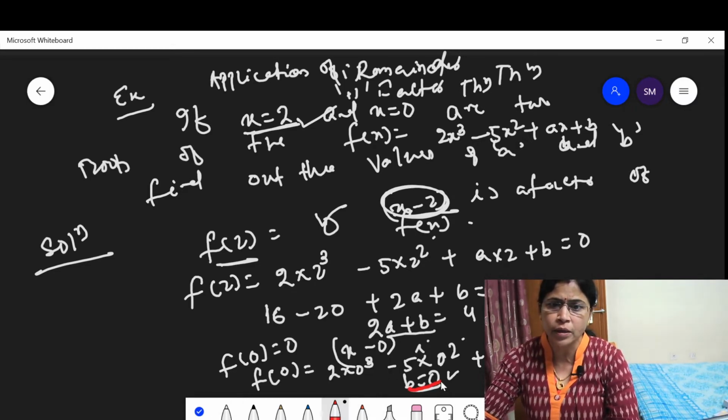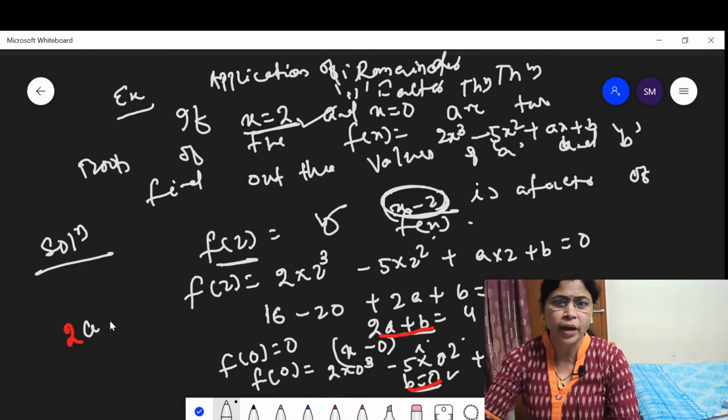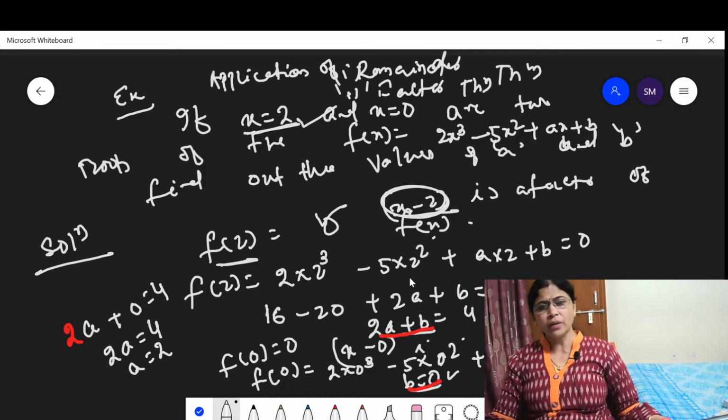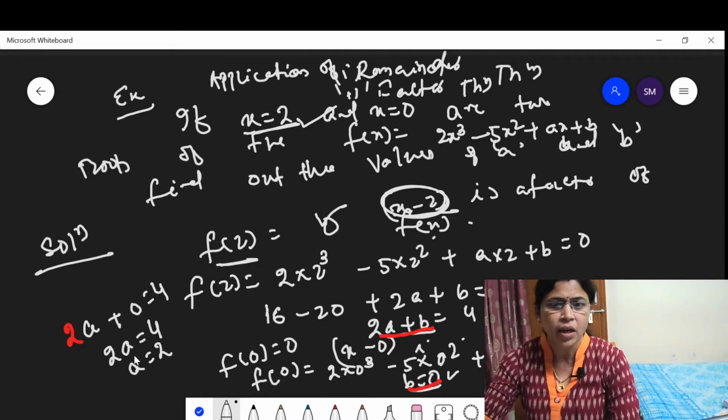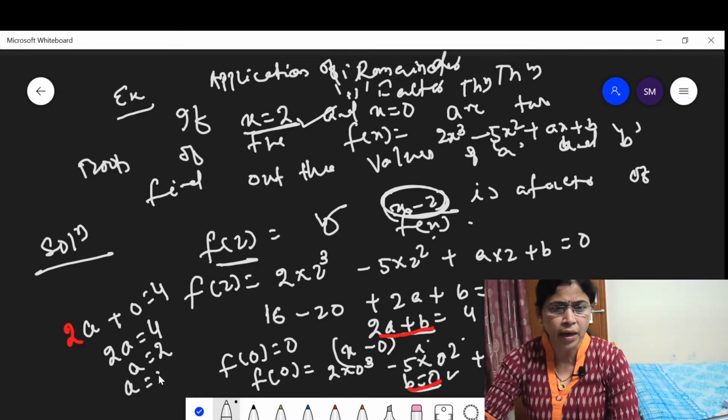Put b is equal to 0 in equation 1, we get 2a plus 0 is equal to 4. This means 2a is equal to 4, a is equal to 2. Then by solving the equations we find the answer a equal to 2, b equal to 0. This is the answer of the given question.